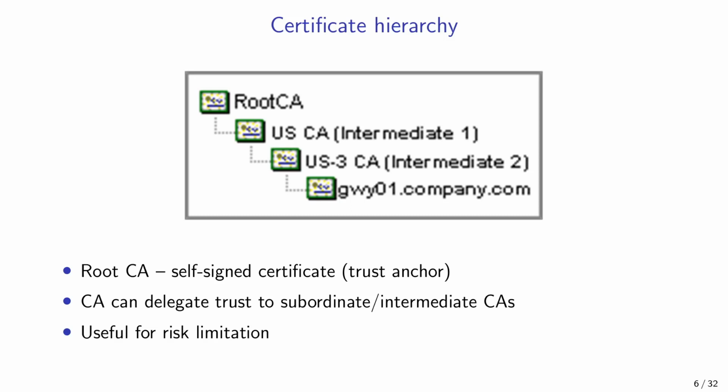The intermediate CAs may be operated by different divisions or units of the root CA and may have different security policies. For example, one intermediate CA can be used to issue server certificates, another for issuing digital signature certificates, and so on. If one gets compromised, it can be revoked without compromising other intermediate CAs under the same root CA.